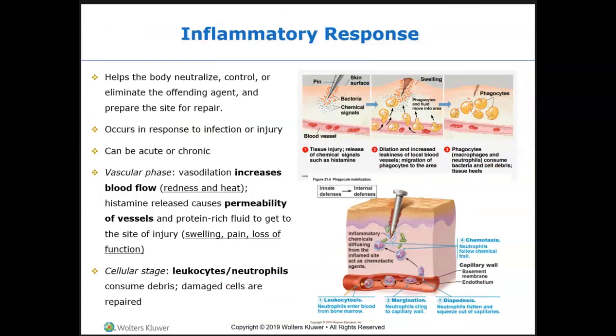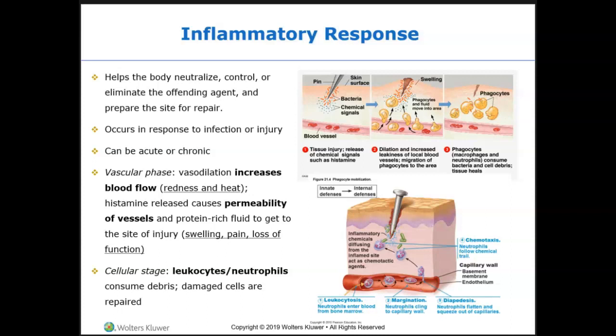Inflammatory response helps the body neutralize, control, or eliminate the offending agent or pathogen, and it also helps start to prepare the site for repair. The inflammatory response occurs in response to infection or injury. So literally, anytime you injure yourself or you are exposed to a pathogen, inflammation occurs at that site, right? So you get the redness, the swelling, warmth, all of that, right? It can be acute or chronic, right?